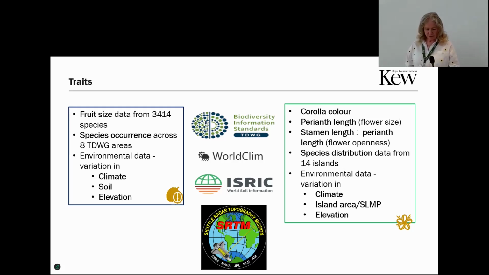We used environmental data from WorldClim, from the soils database, and NASA's Shuttle Radar Topography Mission, which is all publicly available data for which there are links in the publications. For the second study, we looked at corolla color, at flower size, which was collected as perianth length, and we looked at the perianth to stamen length ratio as a proxy for the openness of our flowers. Again, species distribution and environmental data were taken from the same sources, and we also used island surrounding landmass proportion, SLMP, as a measure of isolation for each of our islands.